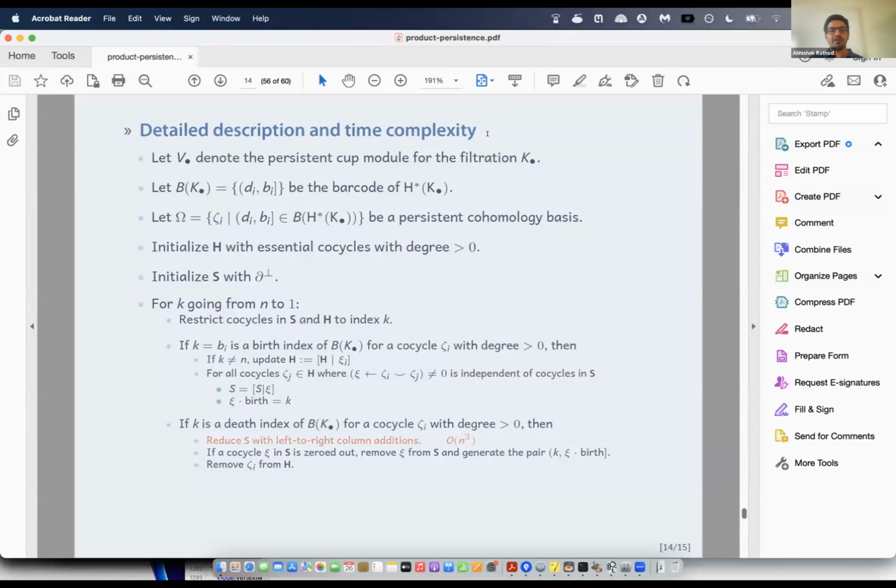Then finally, in the death case, we do a matrix reduction where we do left to right column additions and keep the matrix S in the reduced form. And this is like a persistence-like reduction. This takes at most O(n³) time, and the outer for loop that runs from n to 1 is O(n) times. So the total time is O(n⁴). So all steps combined, none of them take more than O(n⁴). So the total complexity of the algorithm is O(n⁴).